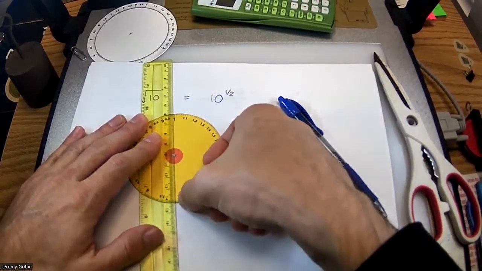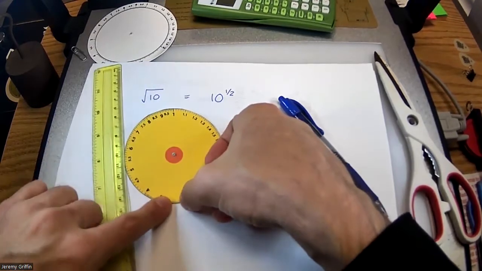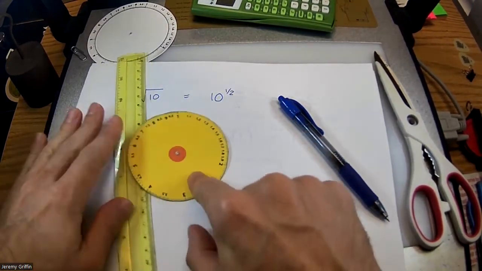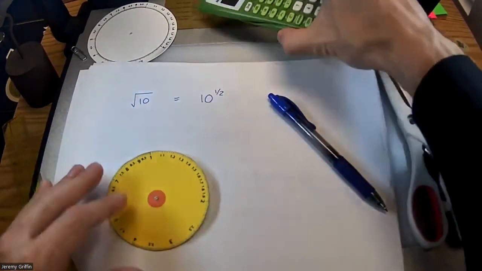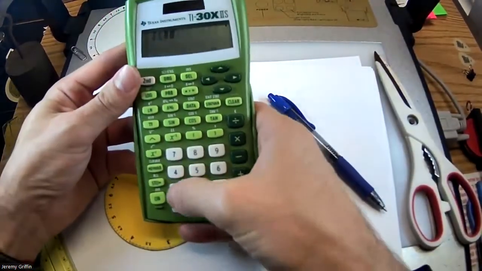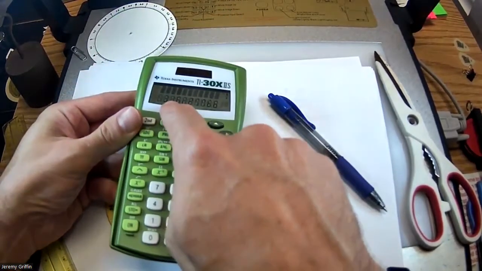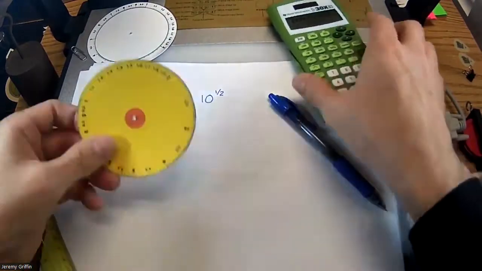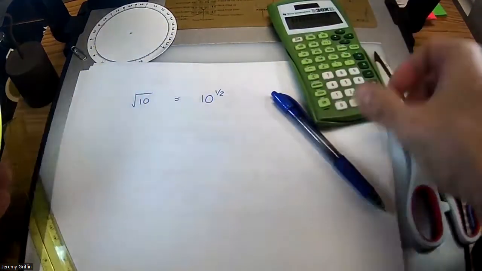It looks like it's 3.1 something. It's between 3.1 and 3.2, right? Okay, that's exactly on the other side of the circle. Let's see what is the square root of 10. Hey, it's 3.16. Look at that. So you can take a square root using just the circle. You guys see that? Well, let's do another square root.